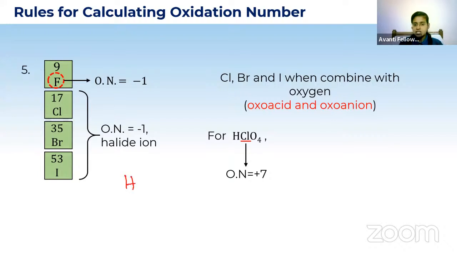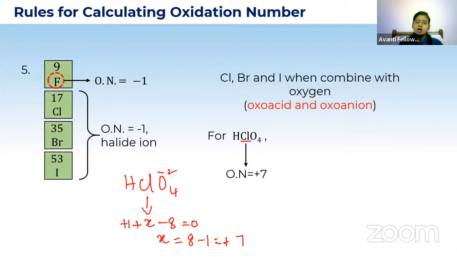So this is HClO4, right? Cl is taken as X because we are going to find the oxidation number of chlorine. For each hydrogen, we give +1 charge. So +1 plus X. And for each oxygen, it is -2, right? So 4 into -2 is -8. And this has to be equal to 0. So X will be equal to +8 -1. So it is +7. This is how we get the oxidation number of chlorine as +7.